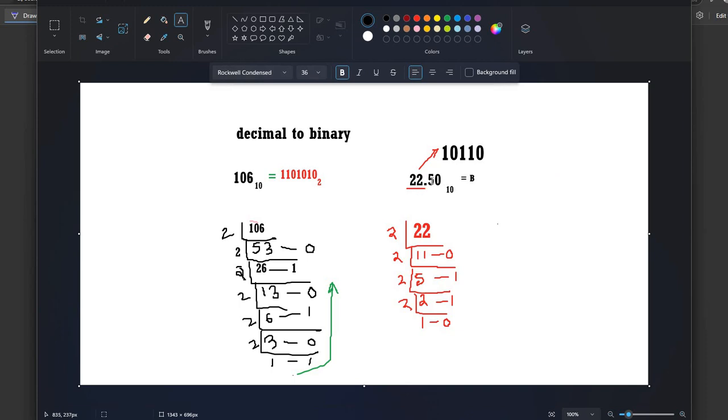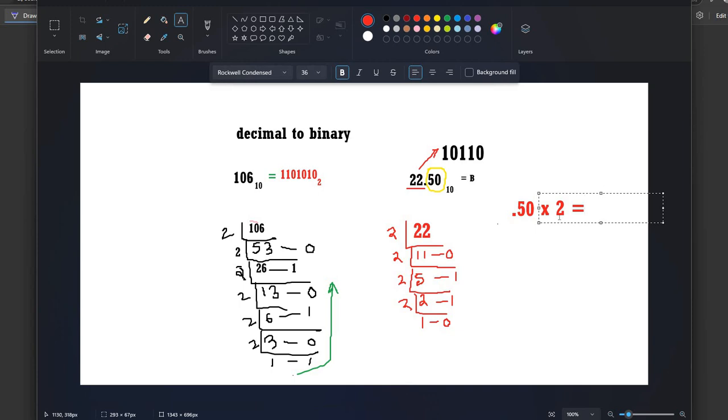Now let's try to calculate this part. Dot 50. So, dot 50, how will you calculate? Let's make the color different. We will multiply this by 2.